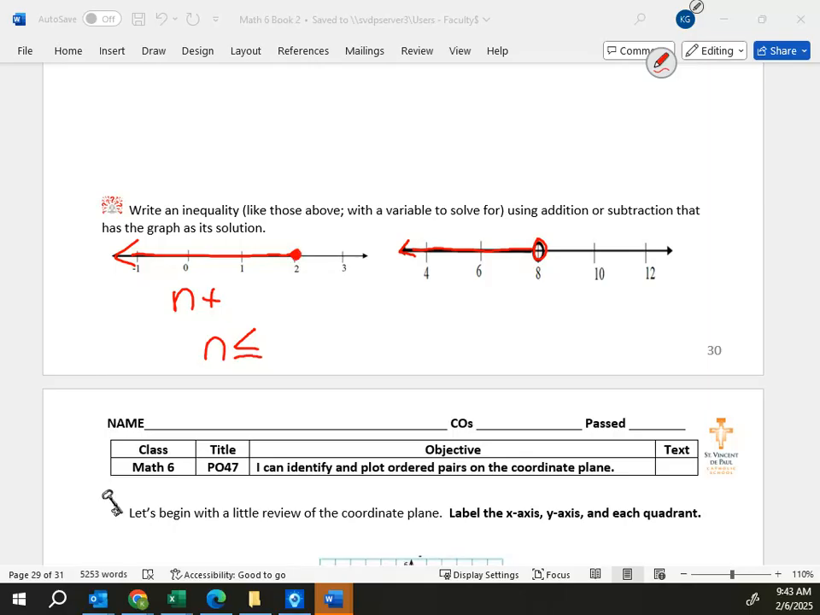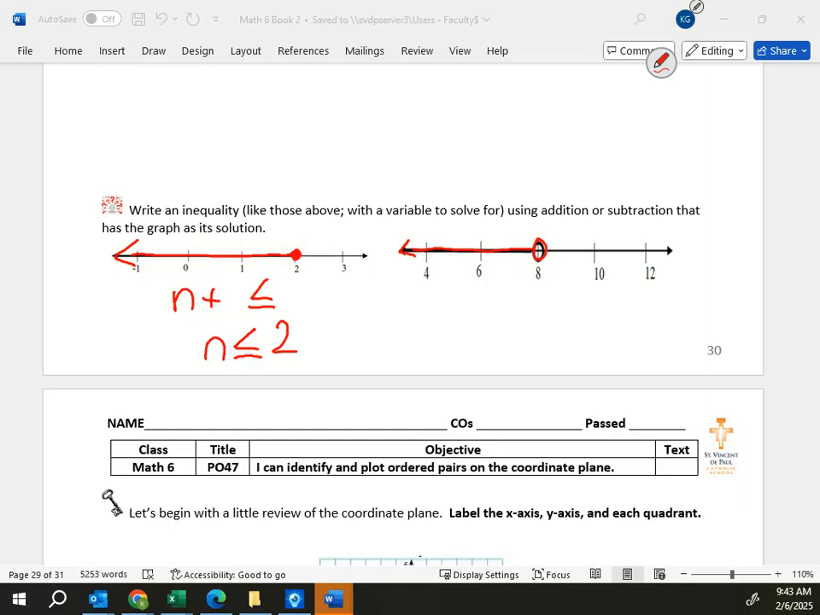What number am I gonna put there? Liam? A 2, because the circle is right above the 2. But now I need to have my inequality to get that 2 as an answer. What do you think I could put? N plus something is going to be less than or equal to something, and I want my answer to be 2.